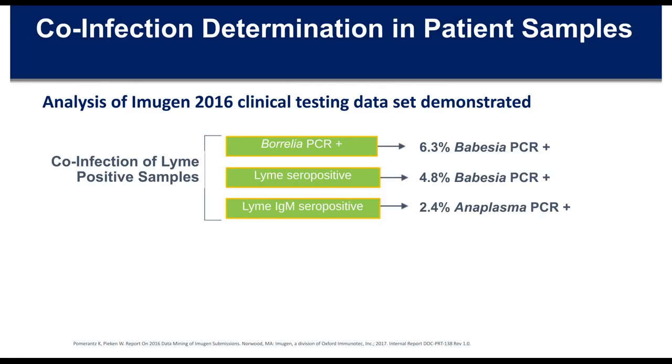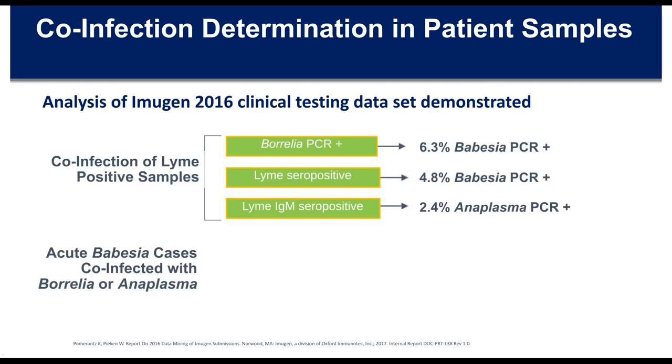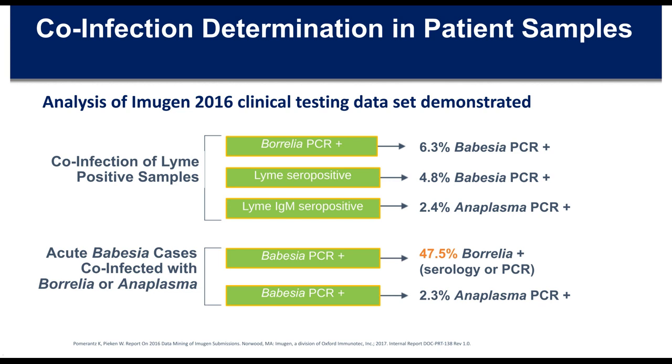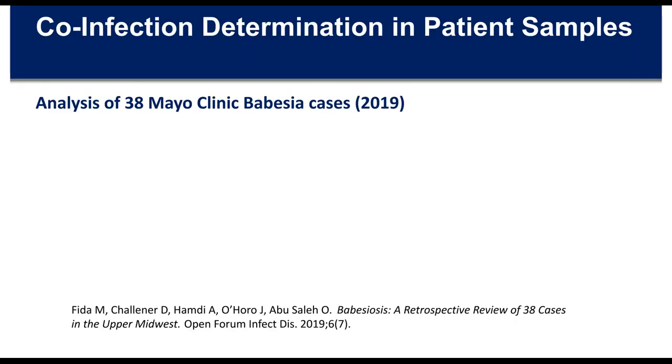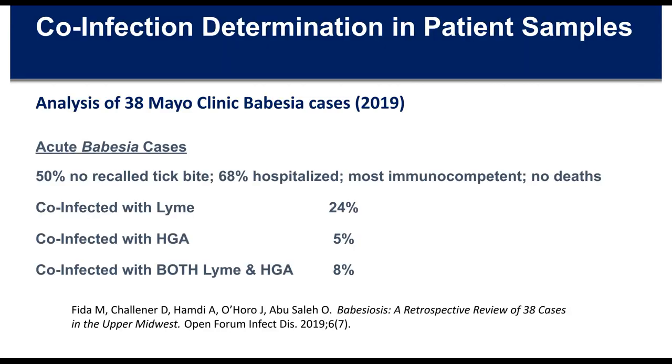Because co-infections are so common. I'll show you a little bit of data here. This is from my old lab in 2016. If you look at the left, you'll see we cast the net of all patients who had acute Lyme disease. And you can see on the right, 6.3% were also PCR positive, or blood culture positive, for Babesia, and so forth. If you look at Babesia patients, 47% of Babesia patients either had old antibodies to Lyme or were co-infected with Lyme. It's not rare.